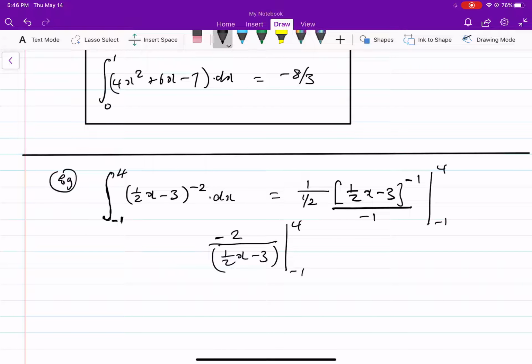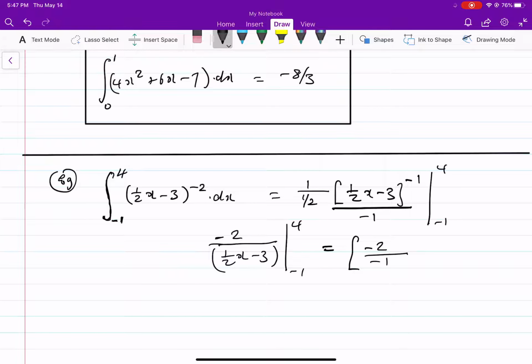It's minus 2. And the half x minus 3 to the minus 1, I threw it in the denominator to get just half x minus 3 to the positive 1. Okay, what happens here? Just plug in my limits. When I plug in my upper limit, what do I get? Minus 2 upon a half by 4 is 2. 2 minus 3 is minus 1.